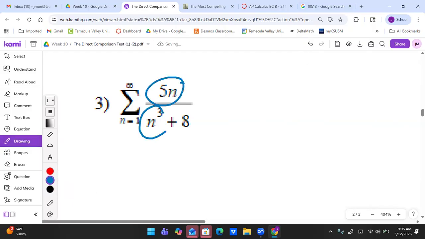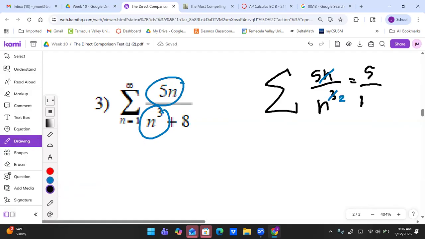If you're not sure what to compare it to, think like you do with limits. Look at the term in the numerator with the biggest degree and the one in the denominator with the biggest degree. Again, like limits. Look at those only and then simplify from there, and that will be what you end up comparing it to. So if you simplify, this will be 5 over n squared. Okay, so that's what we're going to be comparing to.